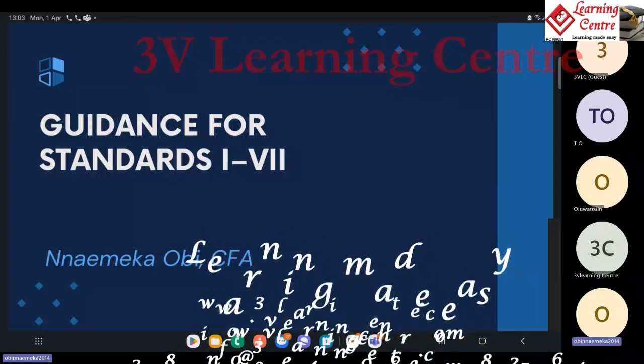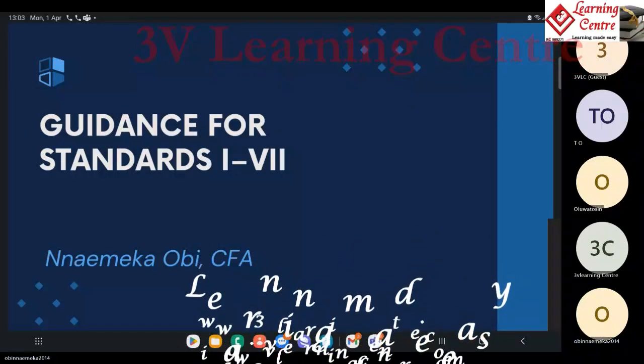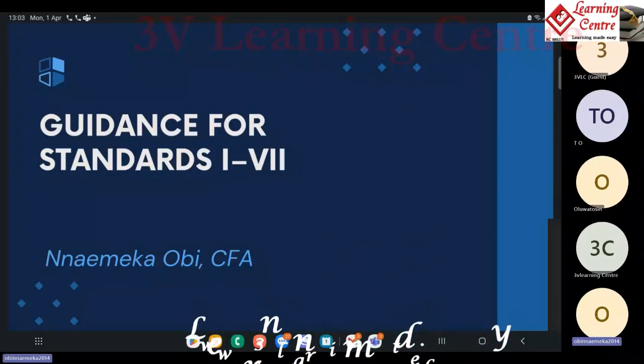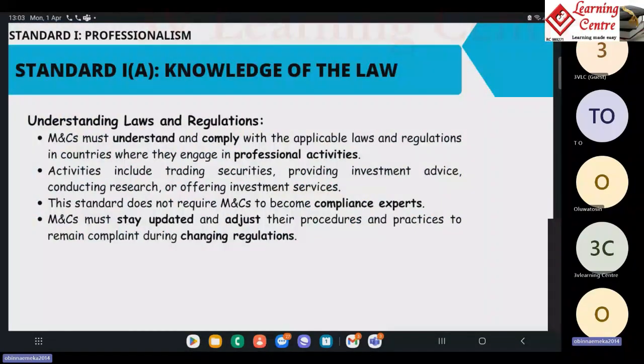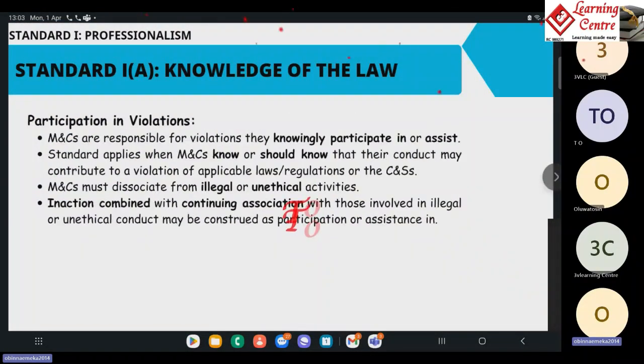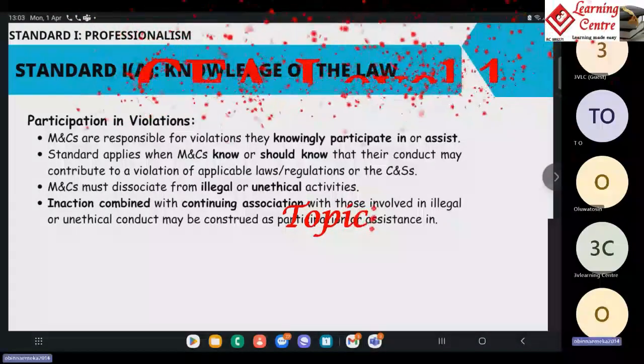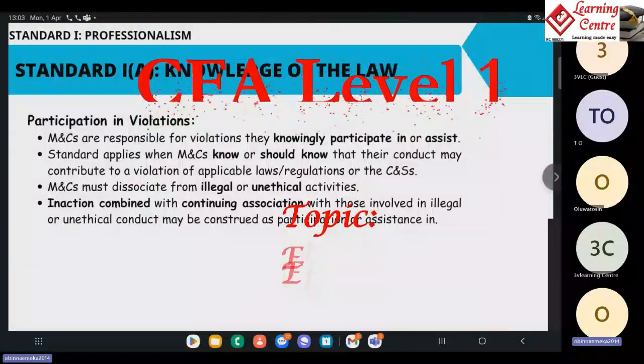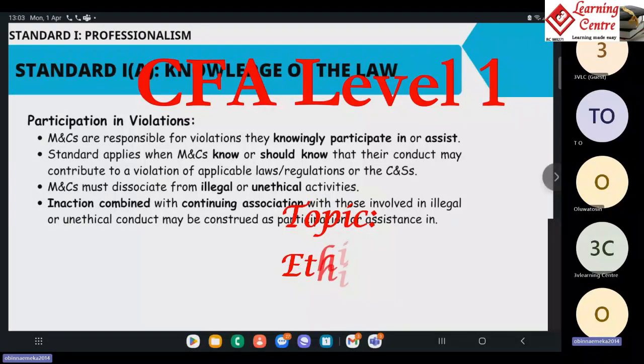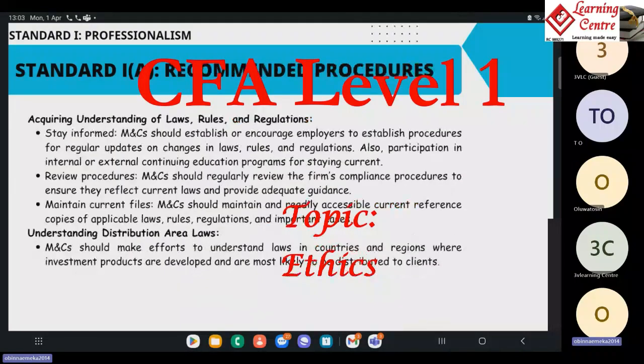Under the guidance, we are actually done with the knowledge of the law. This was what we did in the first class. So we said when we resume today, we are going to try to treat the other standards. There are some other standards still remaining that we need to touch. We are just done with the knowledge of the law. We are going to enter the next one, independence and objectivity. So we are going to continue.